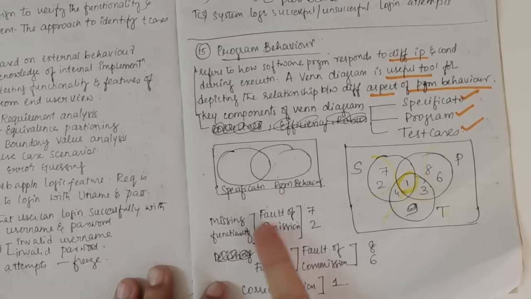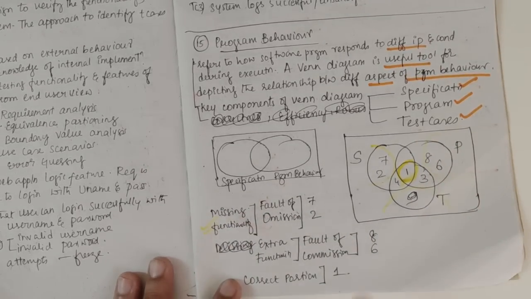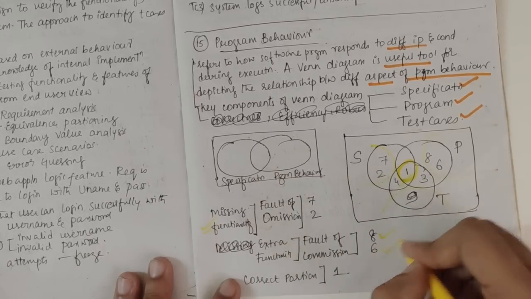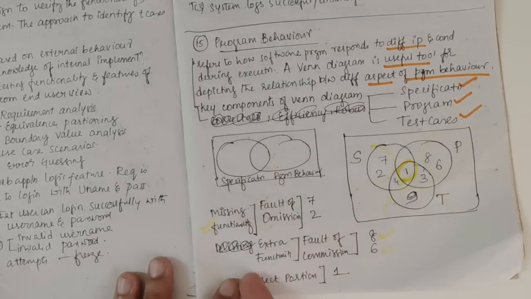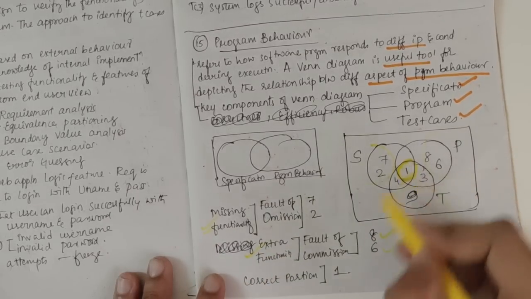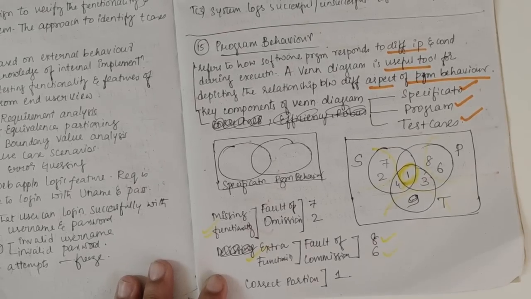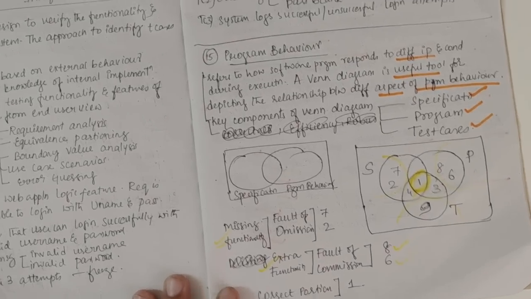Speaking of 7 and 2, that is fault of omission, that is missing functionality. Here we are not including the program, right? So fault of omission. Then we have 8 and 6. 8 and 6 are extra functionality, that is fault of commission. Coming to 1, which is a correct program. So this was about program behavior, or explain program behavior using Venn diagram.